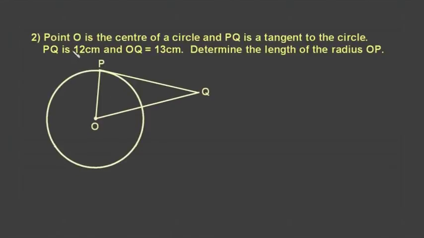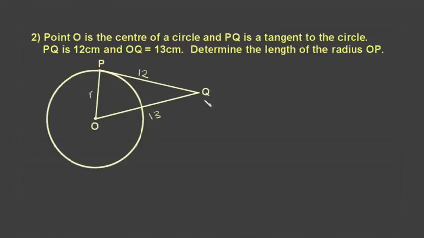This problem says point O is the center of a circle and PQ is a tangent to the circle. PQ is 12 centimeters. And OQ is 13 centimeters. Determine the length of the radius OP.